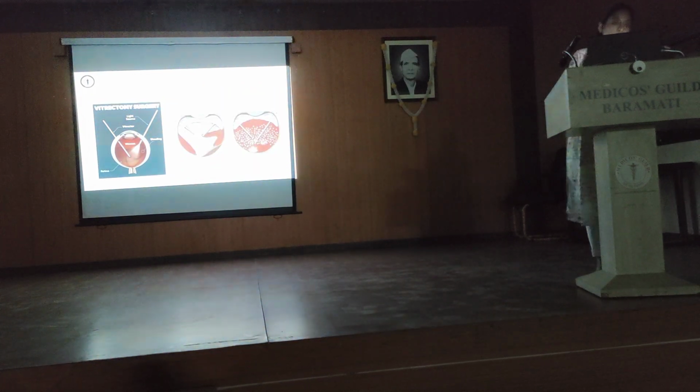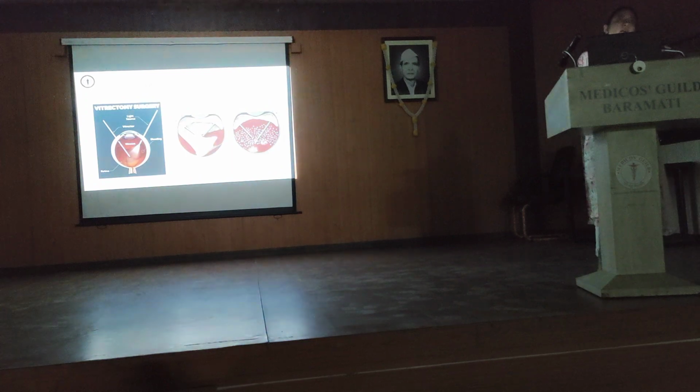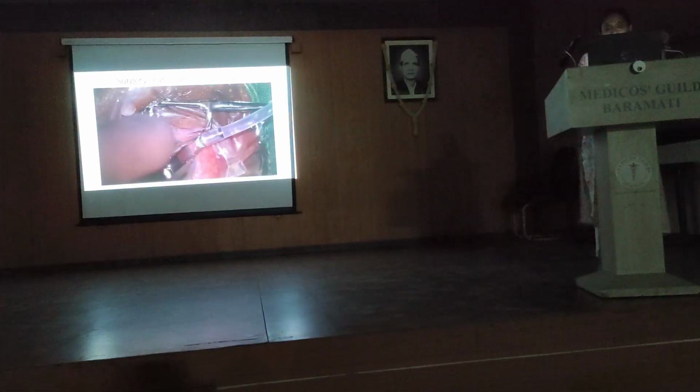Coming to the last option we have, that is the surgery, pars plana vitrectomy. In that, what do we do? With the vitrectomy cutter, these are the fibrous membranes. With that cutter, we have to cut the membranes and remove the tractions. And after removing all the membranes, we have to laser the retina after settling the retina.